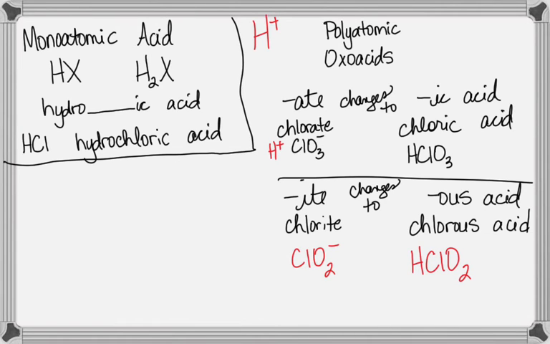When I'm looking at how I name stuff, the name doesn't start with hydro, so I know it's a polyatomic ion. If the acid is named sulfuric acid right here, ic came from ate. So sulfuric acid came from sulfate. So I've walked myself back to there, sulfate.